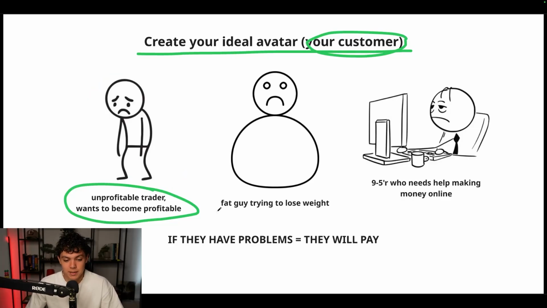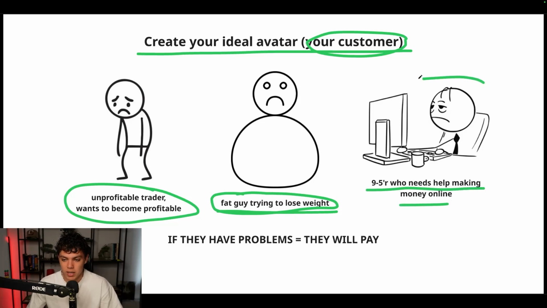And it can also be as simple as a fat guy trying to lose weight, okay? Let's say you had a fitness transformation. You went from fat to fit. This is then going to be your avatar. Fat guy trying to lose weight. He needs your help. He's going to pay. Or another example, a 9-to-5er who needs help making money online, okay? This guy is so tired of his job. He wants to escape the rat race.